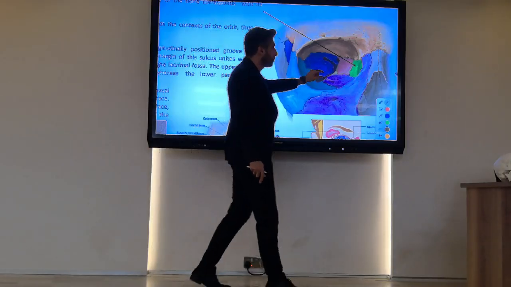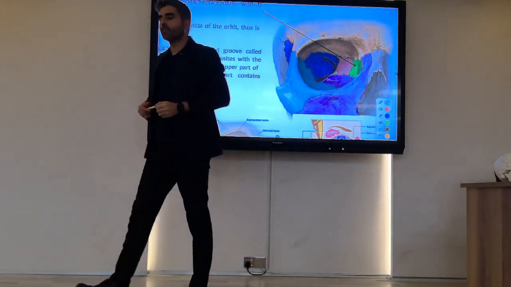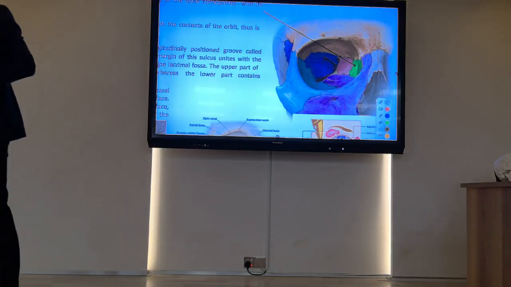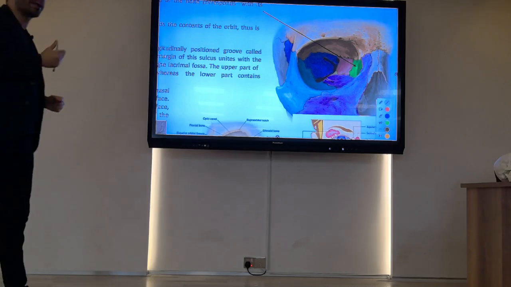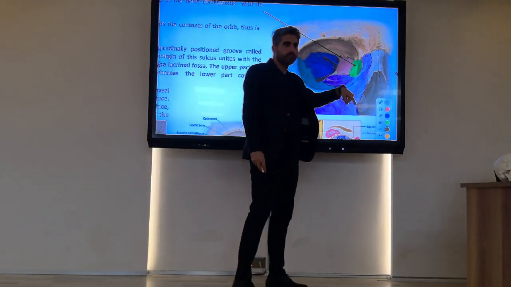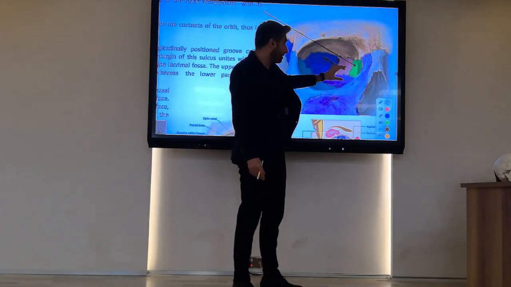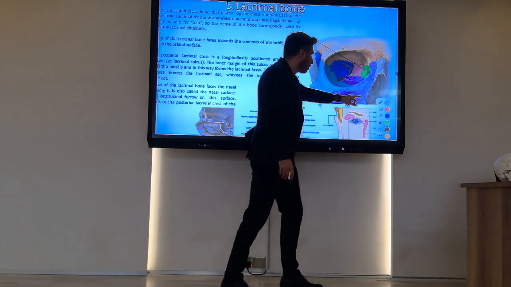Look at the lacrimal bone, this green color. This is the most fragile bone in the face. Fragile means weak, easily broken. The most fragile bone. Why? Because it's weak. It's here. Yes, here we have the lacrimal sac. So look at this picture. I told you yesterday.